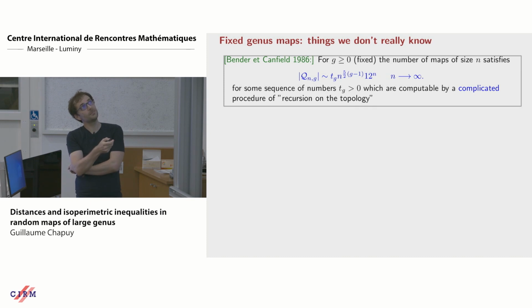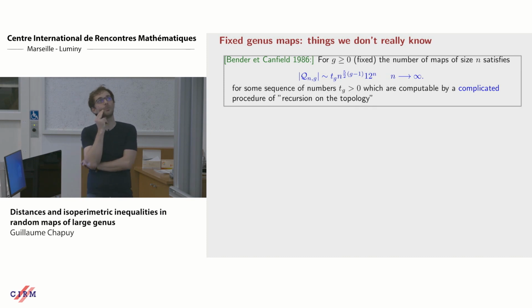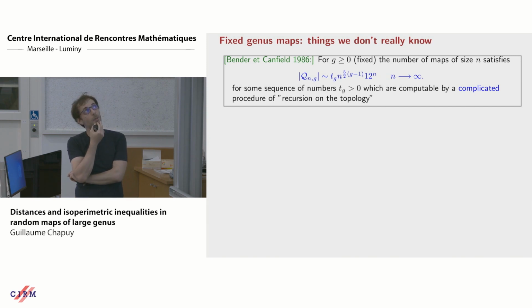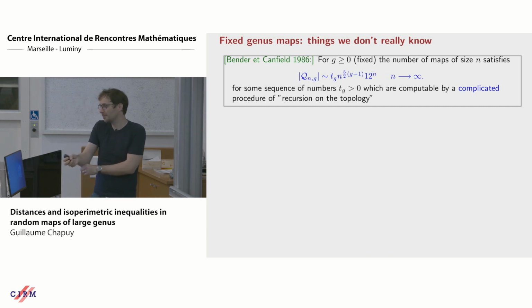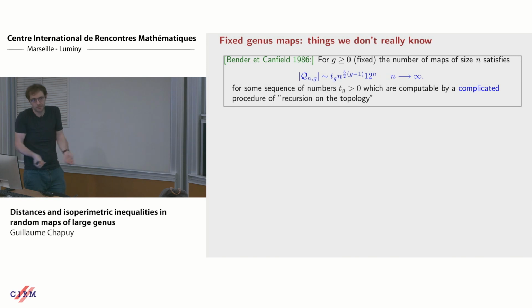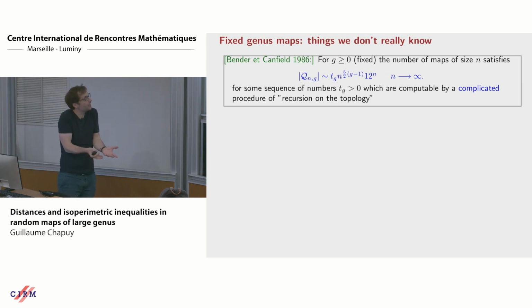And these numbers t_g are computable by a very complicated recursion on the topology. By the way, for people interested in topological recursion, this paper is essentially the prehistoric version of topological recursion. What they do is essentially a version of topological recursion, even if it did not exist at the time. But this paper doesn't tell you anything meaningful about these numbers, and the bijection I showed you before neither. It just tells you that for each genus you have some finite data, and this finite data altogether creates some constant, but you cannot say anything.